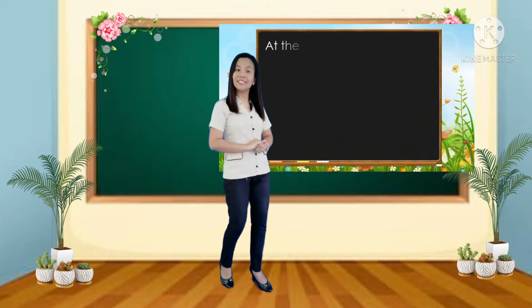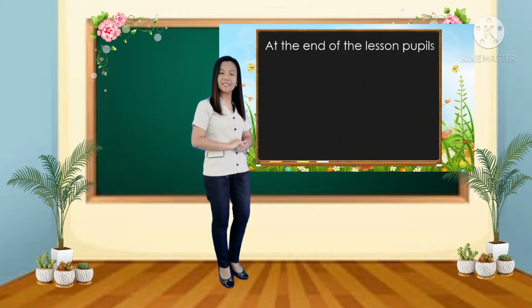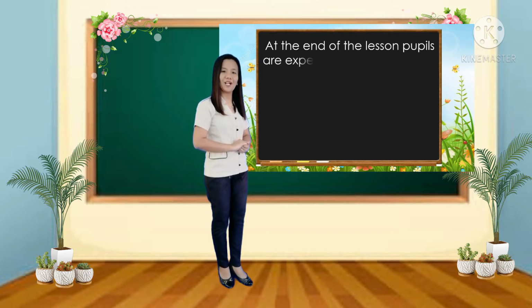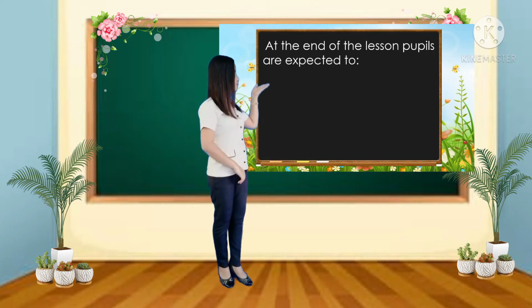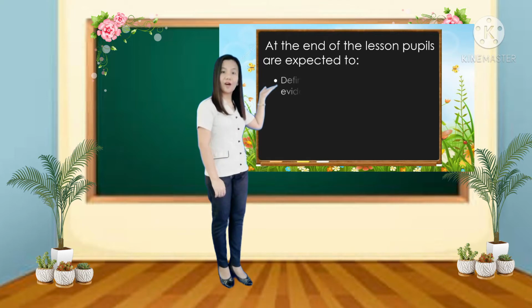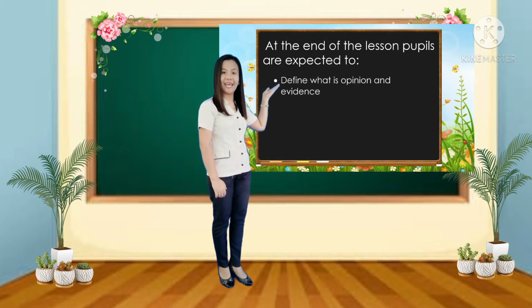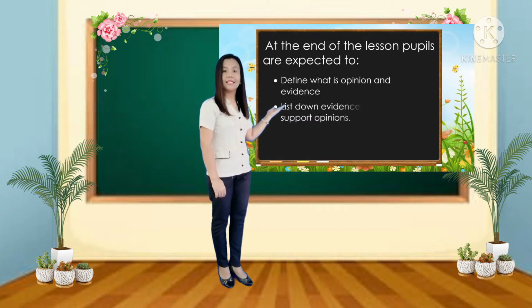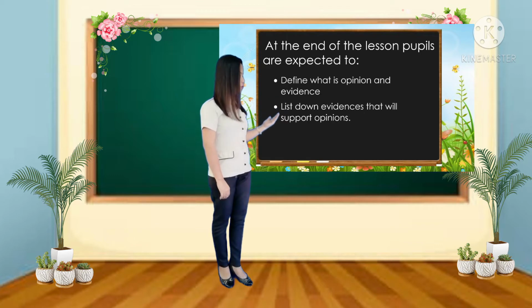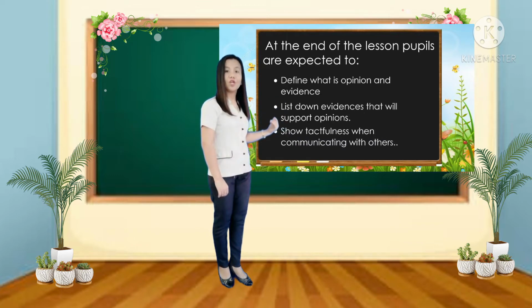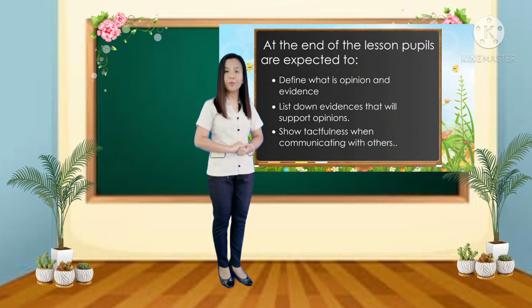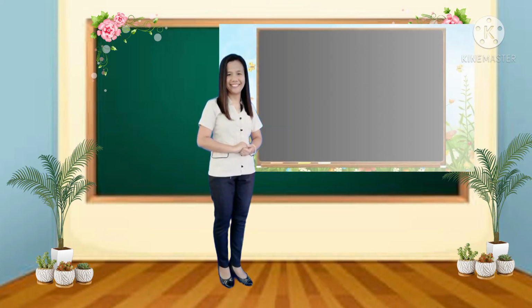At the end of the lesson, you are expected to do the following things. First, define what is opinion and evidence. Second, list down evidence that will support your opinion. And the third one, show tactfulness when communicating with others.